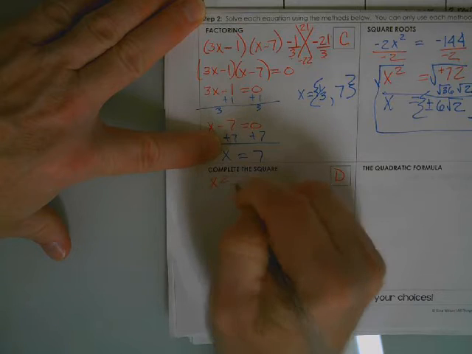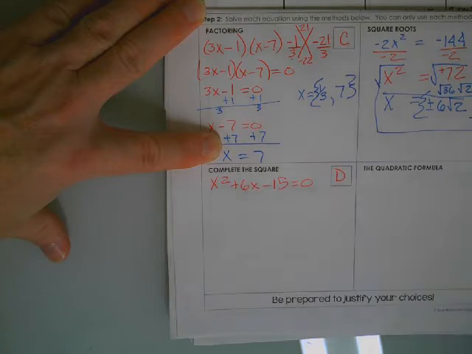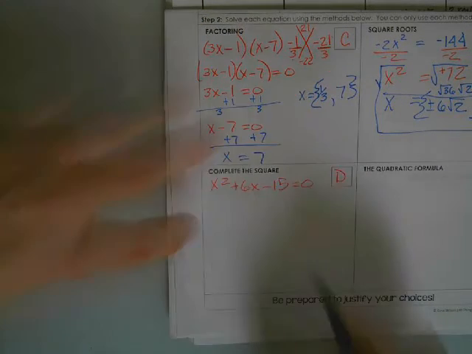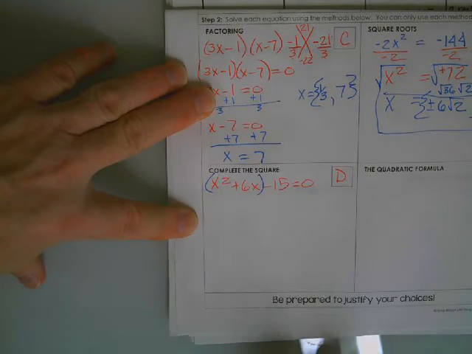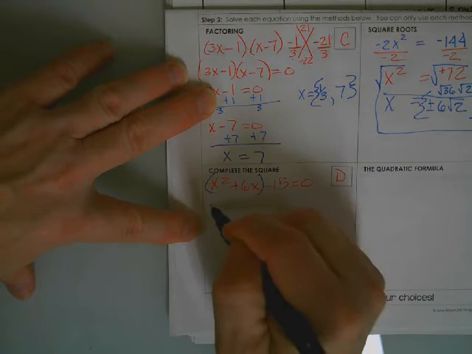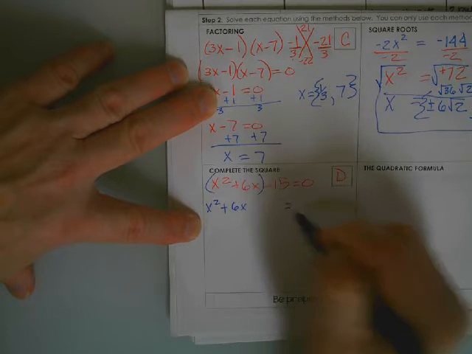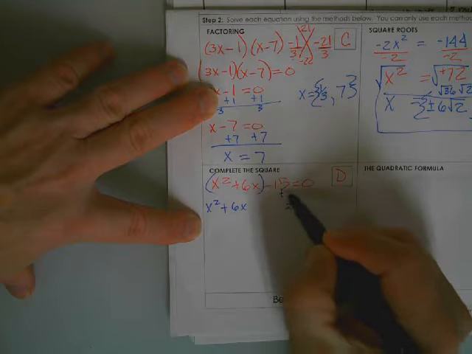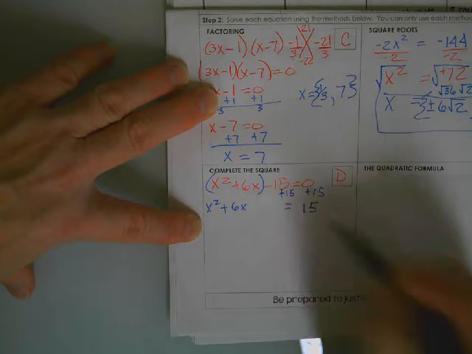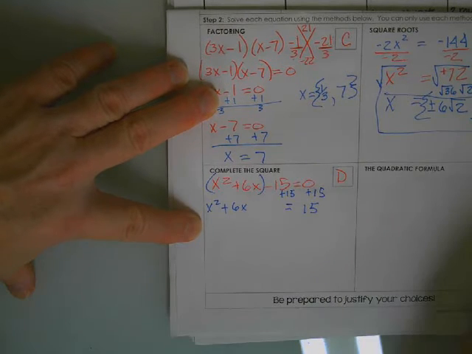We have x squared plus 6x minus 15 equals 0. To complete the square, I want to group the first 2 terms on the left side and move the constant to the right side. So I have x squared plus 6x, I'm leaving a space there, and I add 15 to both sides to get the 15 over here by itself. Okay?